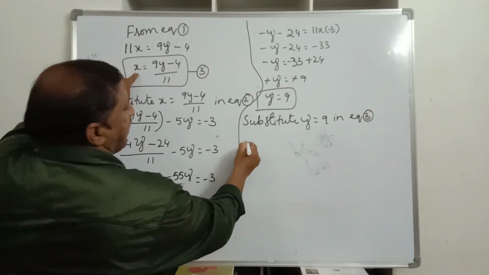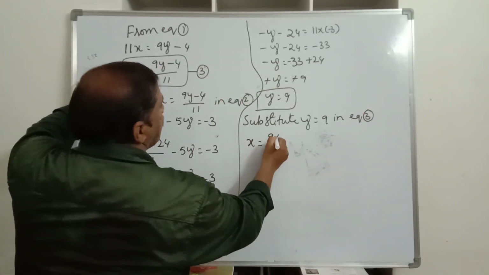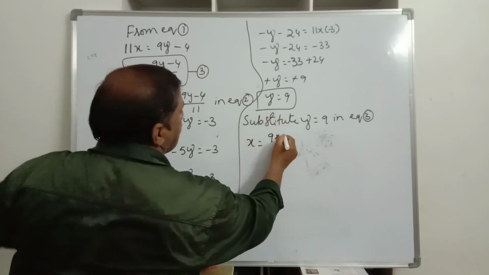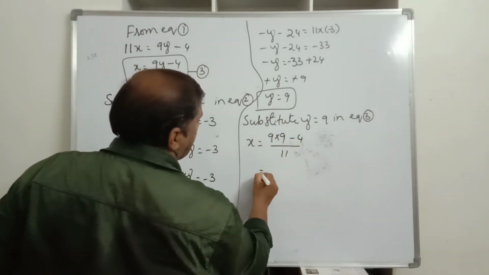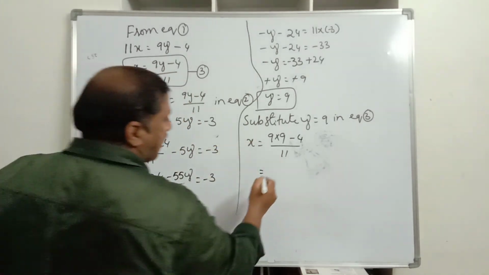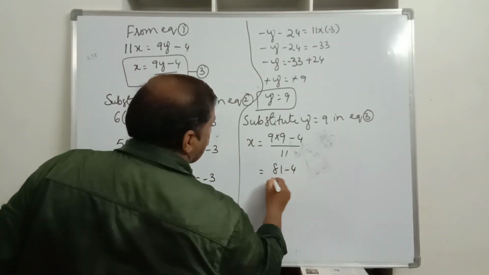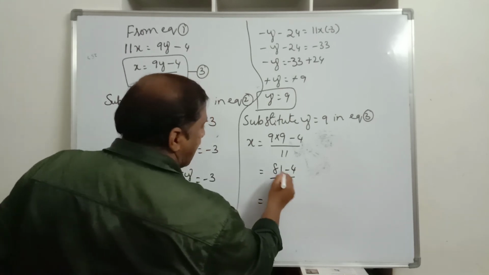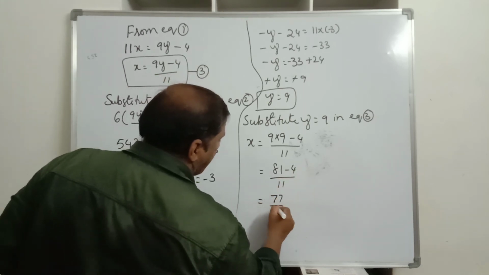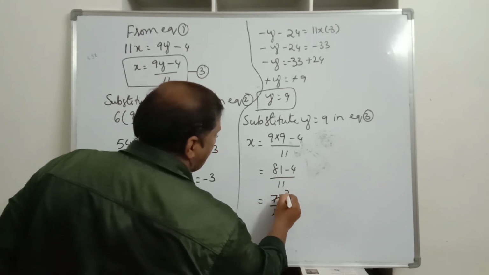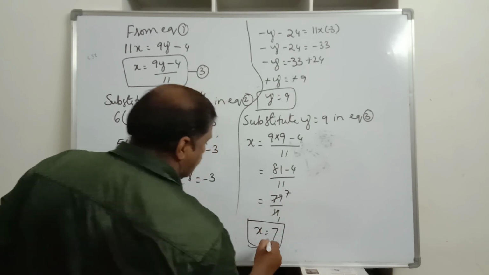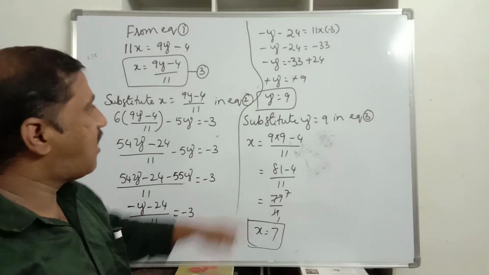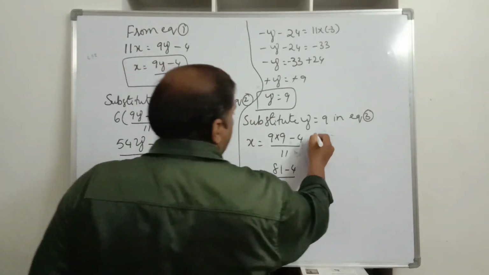Here, x is equal to 9 into y, that is 9 into 9 minus 4 divided by 11, that is equal to 9 9s are 81. 81 minus 4 divided by 11. 81 minus 4 is 77 by 11. 11 7s are 77. Therefore x is equal to 7. That is, numerator is equal to 7 and denominator is equal to 9.